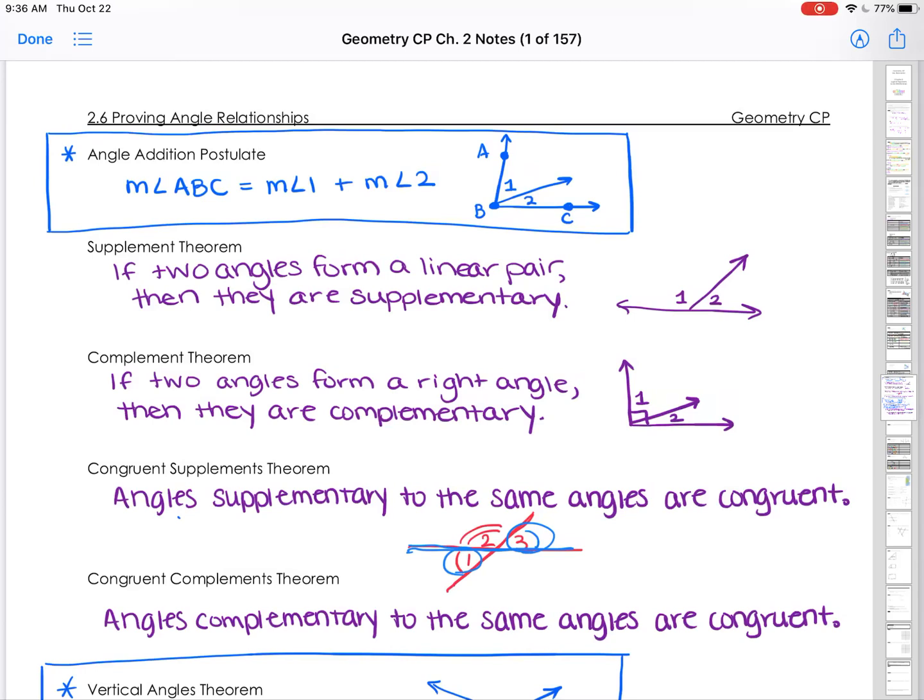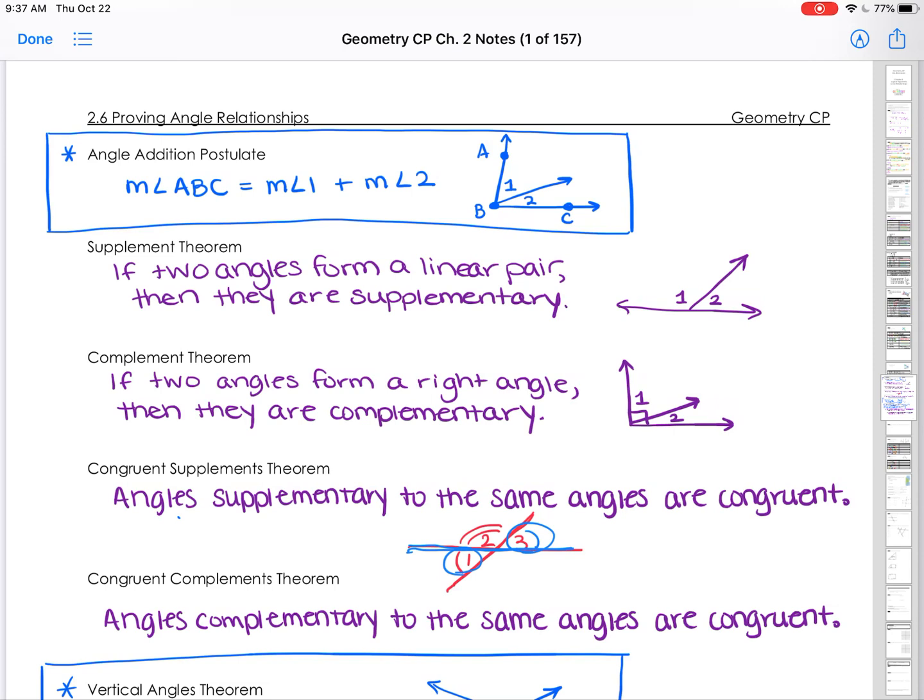Proving angle relationships. So we have a few new rules that we can use. We're not going to do any proofs today, but we will on the next video. The first one is angle addition postulate. So if we have a larger angle, say ABC, then we can say that is the sum of two smaller angles. So the measure of angle ABC is equal to the measure of angle 1 plus the measure of angle 2.